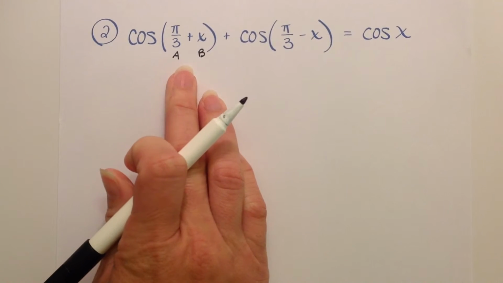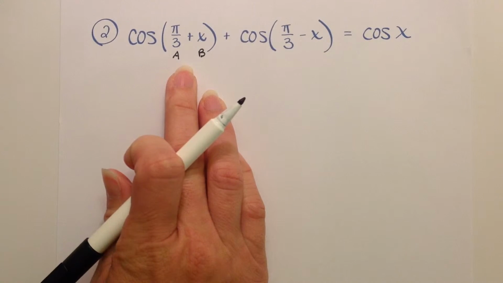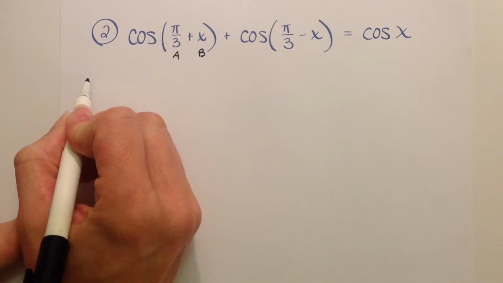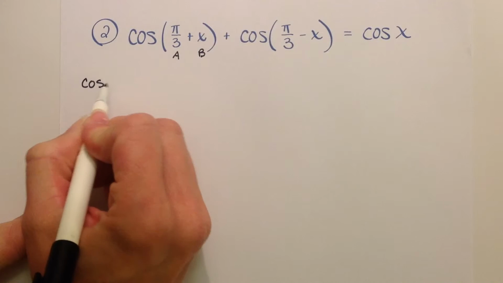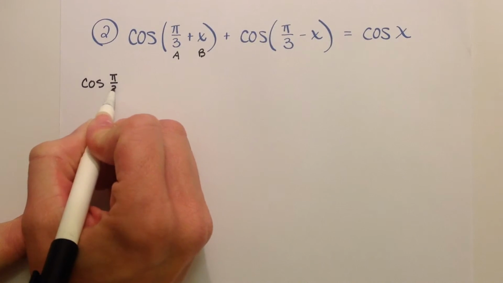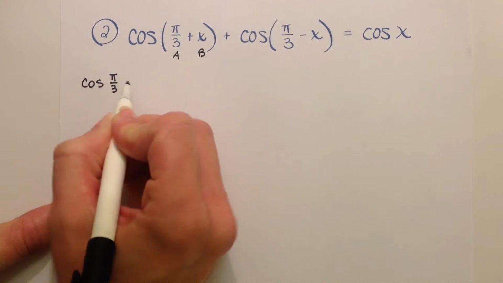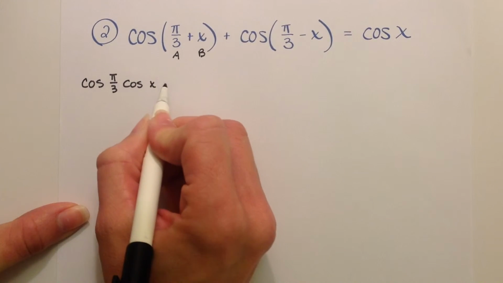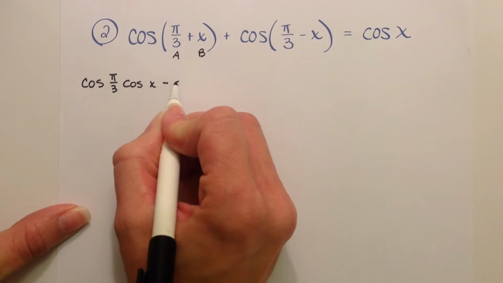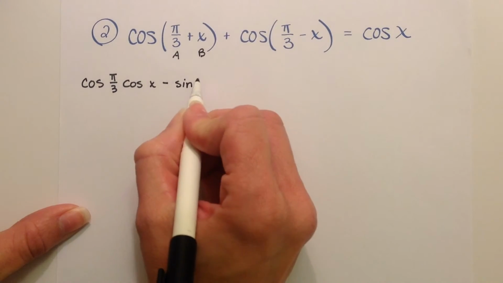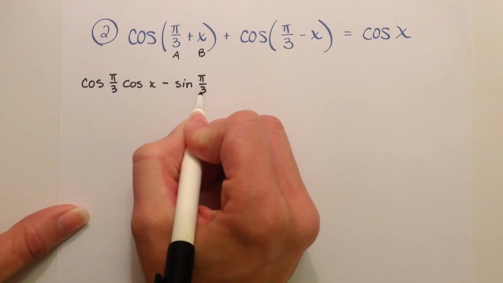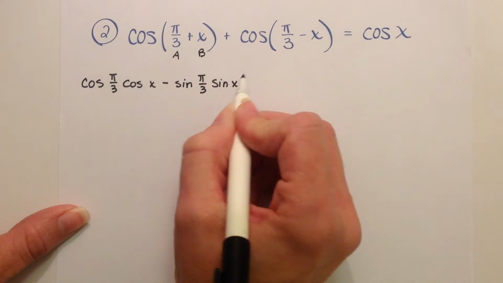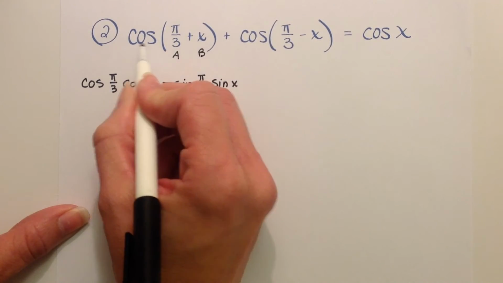So following the sum identity for cosine, I would have cosine A, so that would be cosine of pi over 3, times cosine B, so that would be cosine X, minus, and then sine of pi over 3 times sine X. Okay, so all of this is this first part.